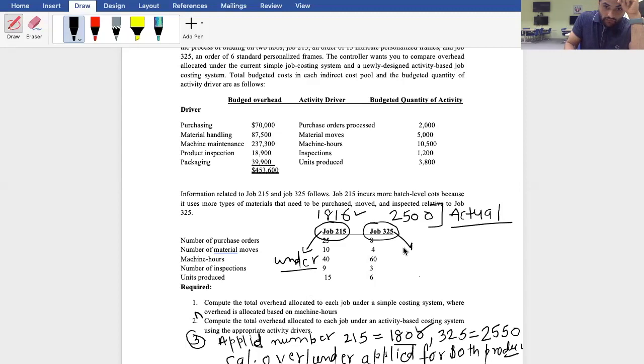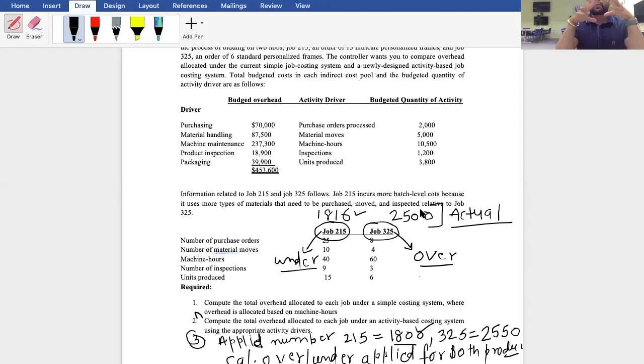Job 325, actual 2500 and applied is 2550. So which means we have over applied, because my applied number, which is 2550, is greater than 2500, which means this is over applied.